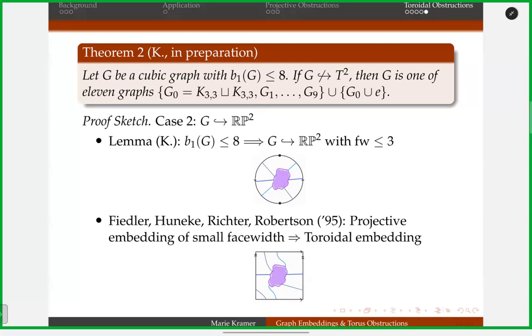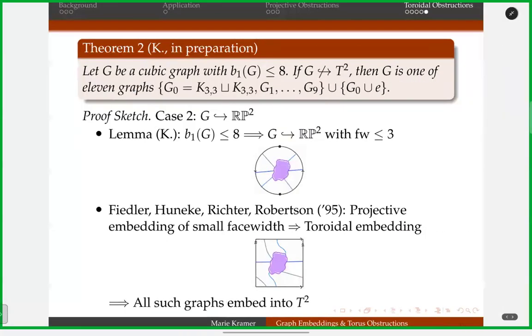But as I said, there is a more general result in this area. Once we have that, we are done, because all the graphs we're looking at have such a small face width embedding, so they all embed into the torus.